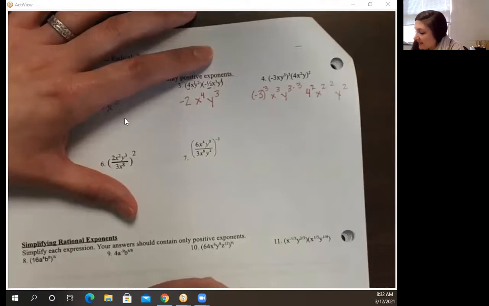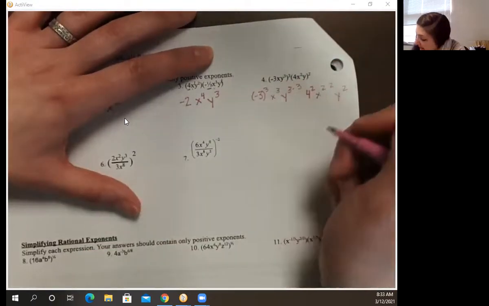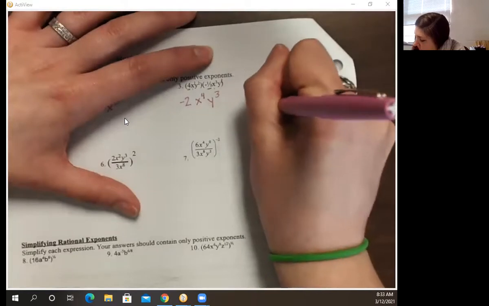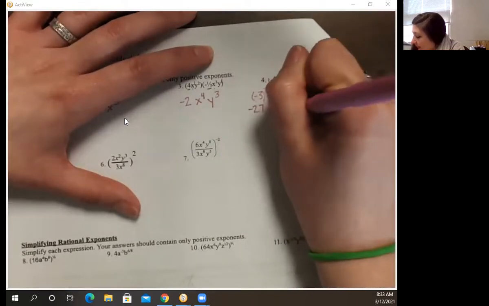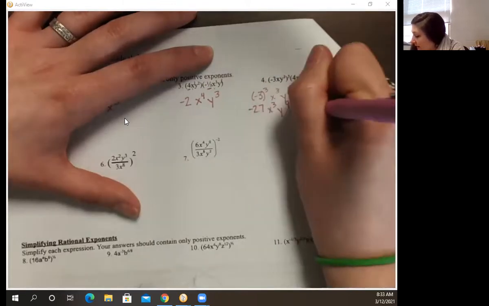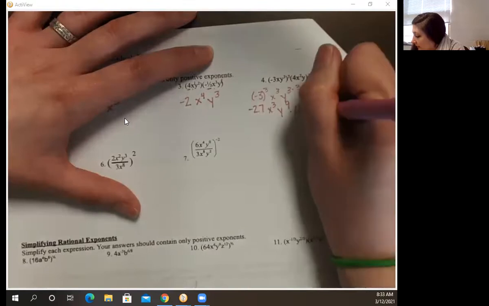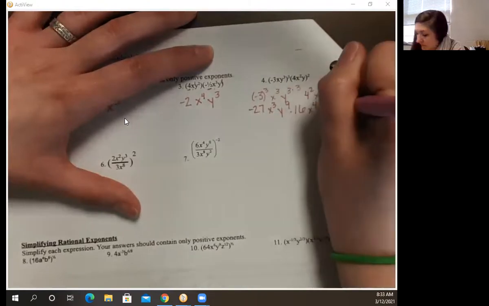I'm just going to tidy this up a little bit. Negative 3 cubed would be negative 27. And then we've got x cubed, y to the 9th. And then 4 squared is 16. X to the 4th, y squared.